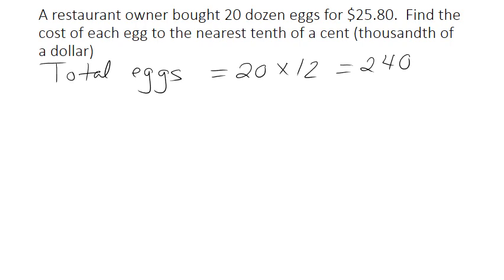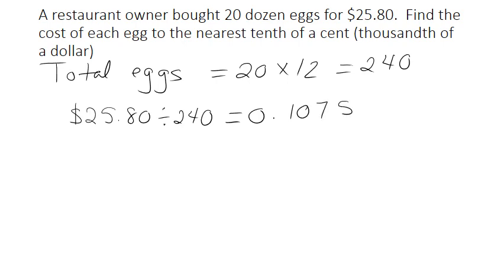I want to know the cost of each egg. So it's price per egg. I need to take then the money, which is $25.80, divide that by the total number of eggs, which is 240, which is 0.1075.